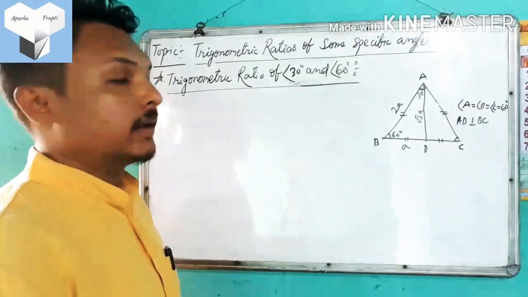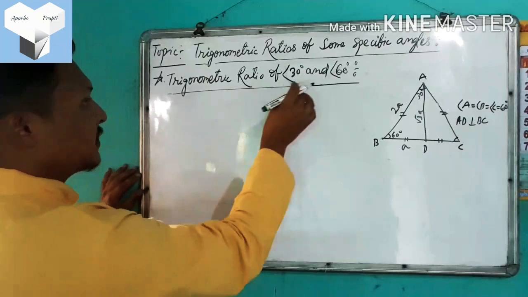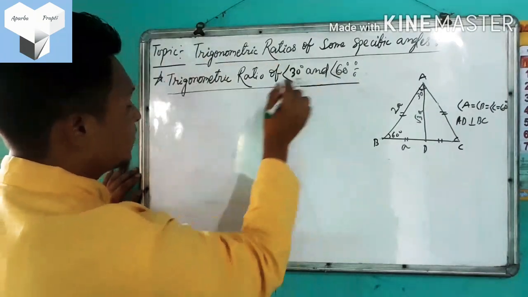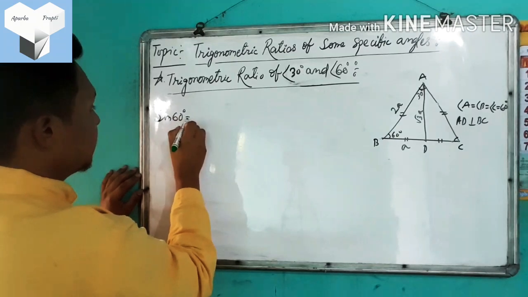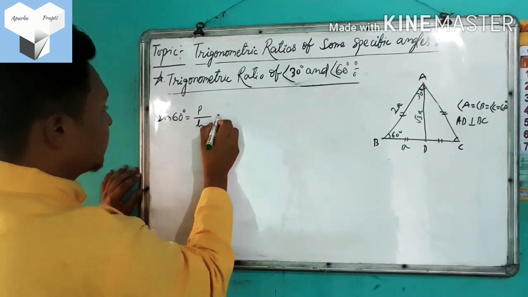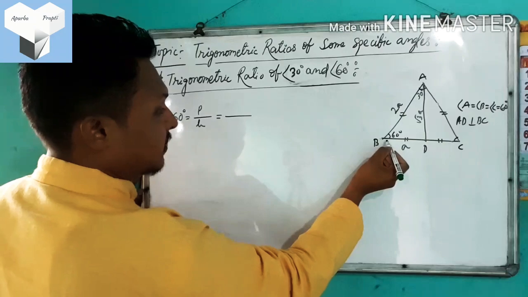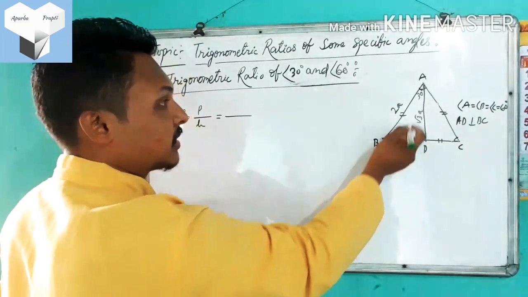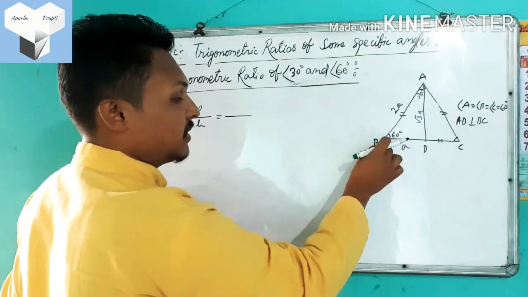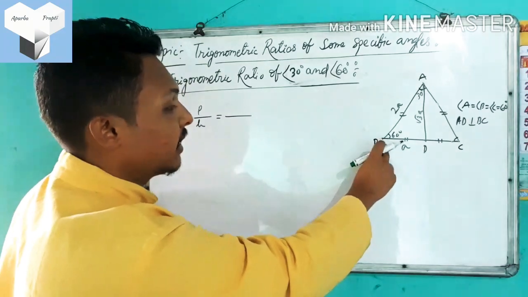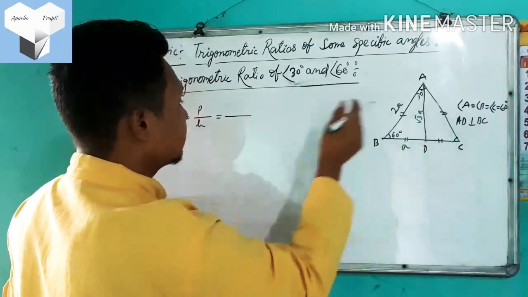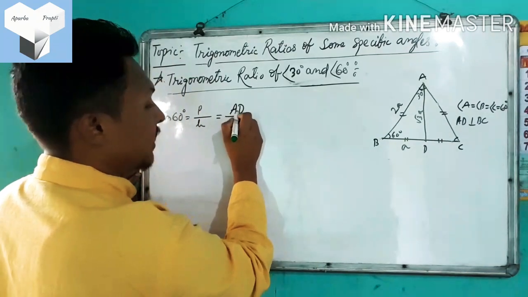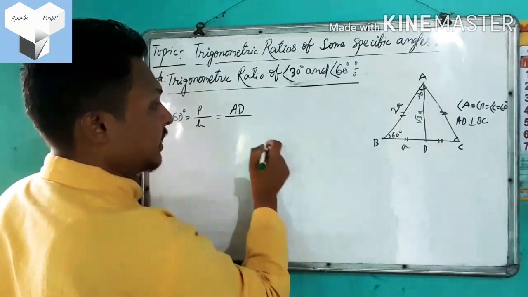Okay. In the same way, let us find the trigonometric ratios with respect to angle 60 degrees. That is, sin 60 degrees is also P by H. We shall consider angle B from the triangle ABD, because here B measures 60 degrees. With respect to this angle, AD is the perpendicular, and the hypotenuse is AB.